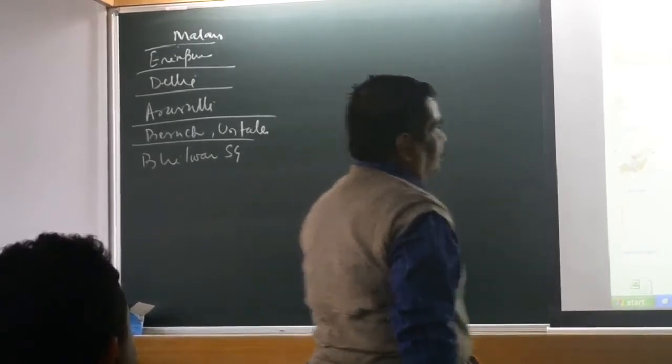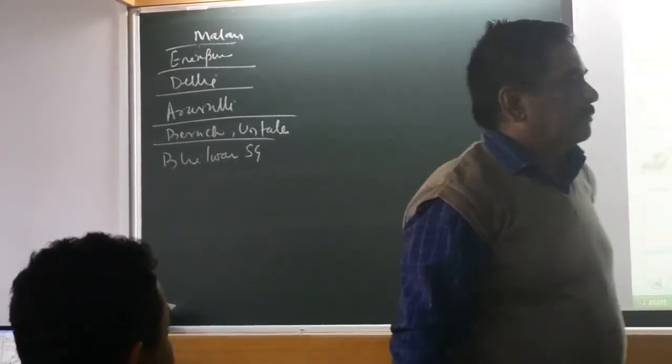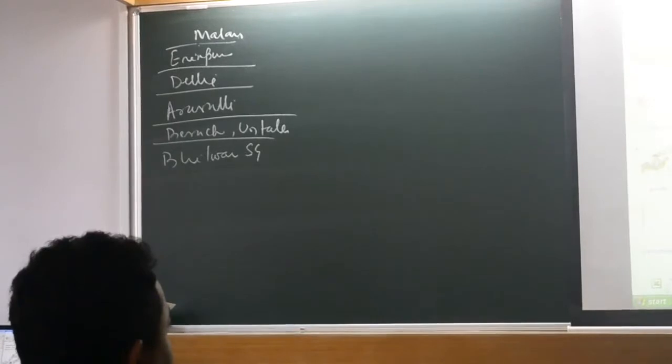So this is the Archaean component in Bhilwara Supergroup. Then Proterozoic components are there. It starts from here, Aravalli, Delhi, and further.